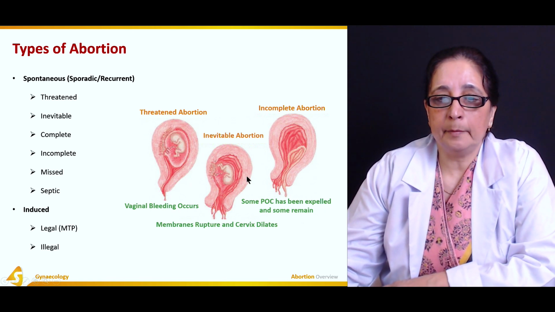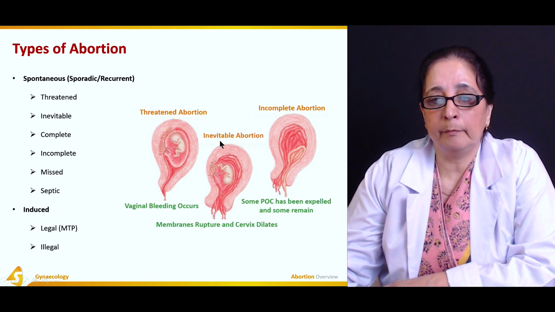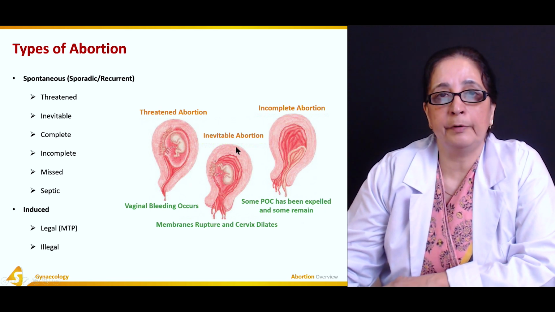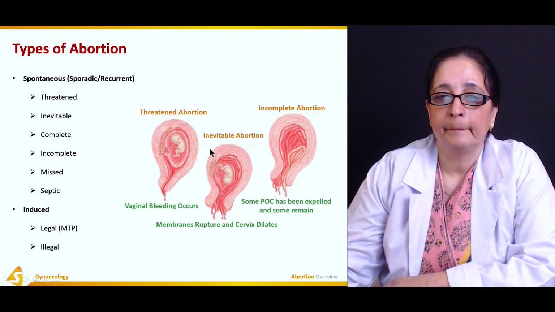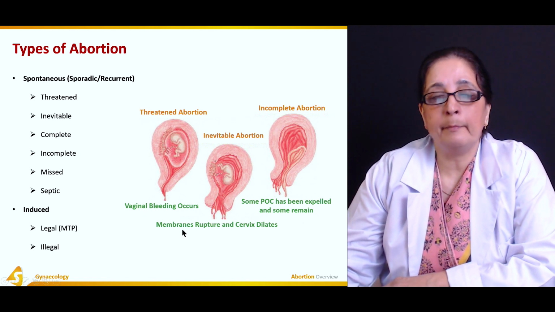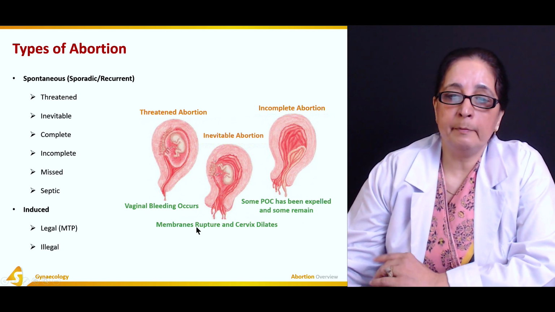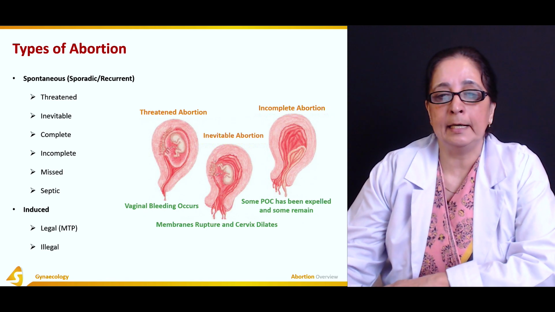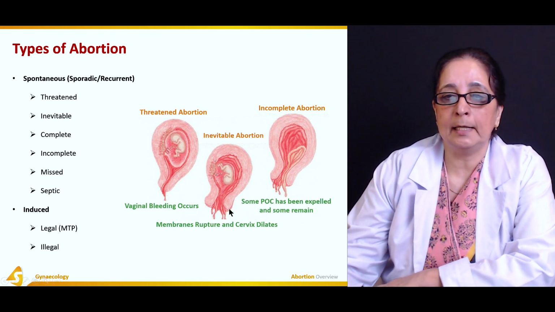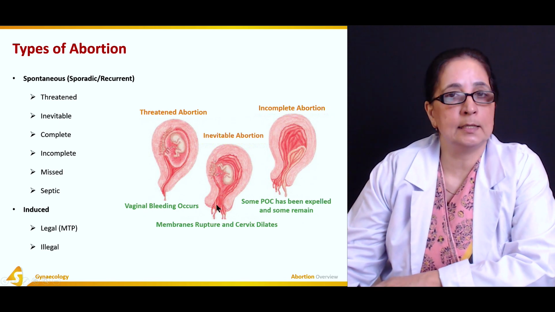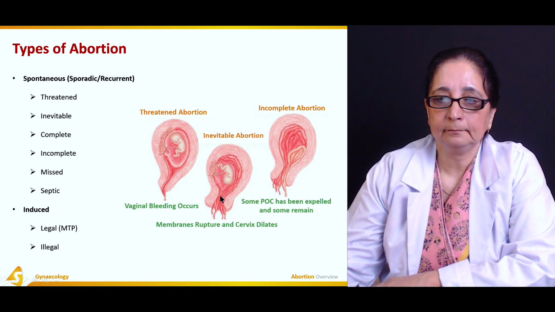Then the other type is inevitable abortion. Inevitable abortion means it cannot be prevented in any way. The cervix is dilated and the membranes are ruptured. When the membranes are ruptured, the amniotic fluid starts leaking and the cervix is dilated, so there is no chance of preventing this kind of abortion.